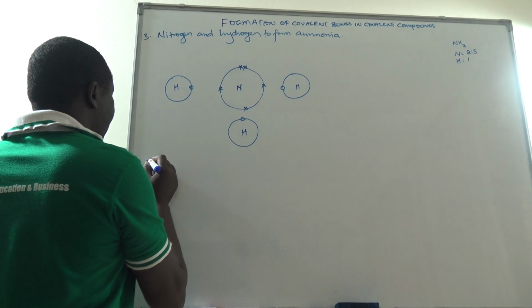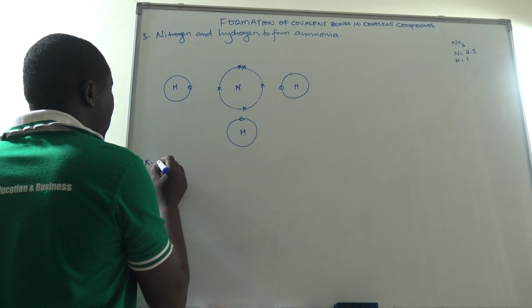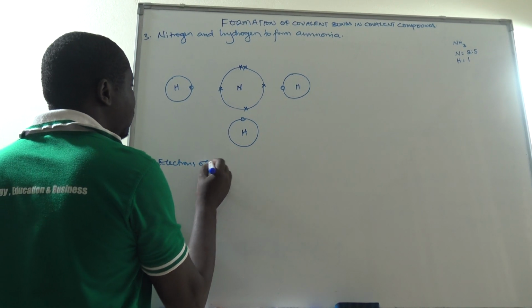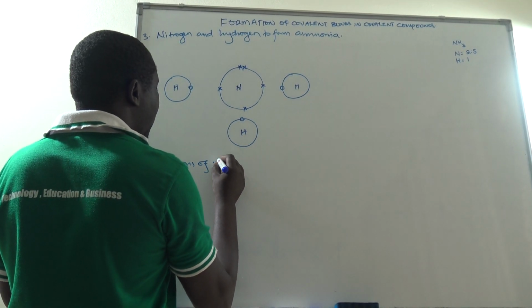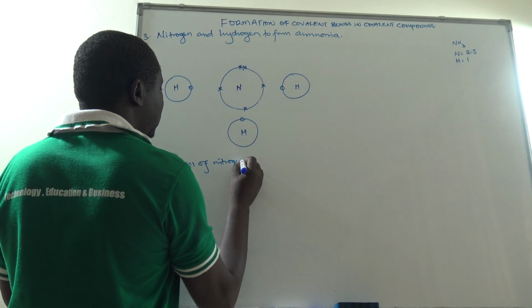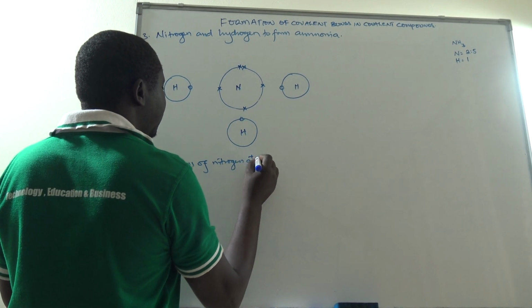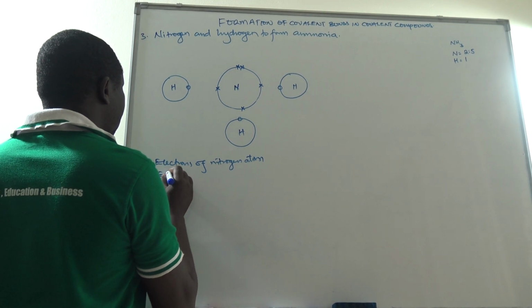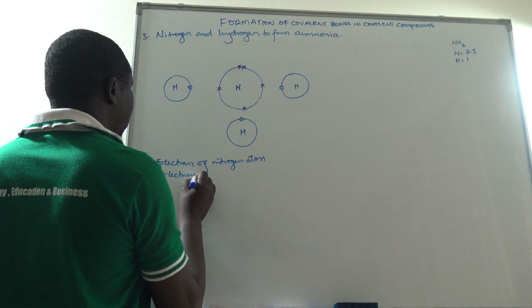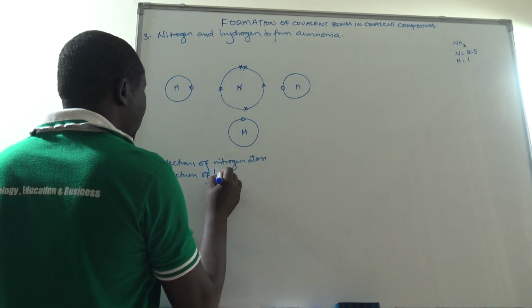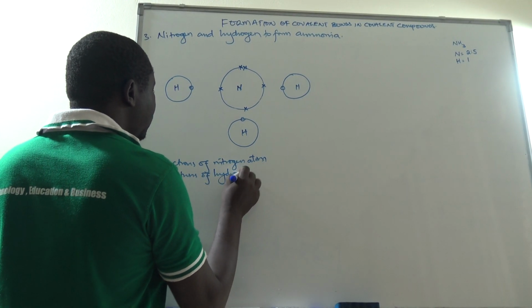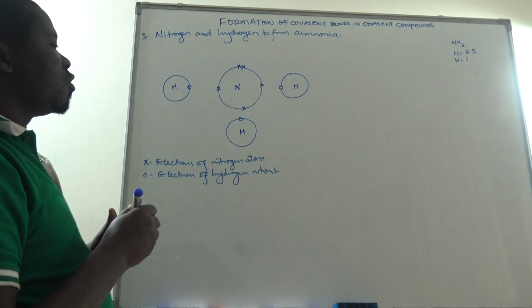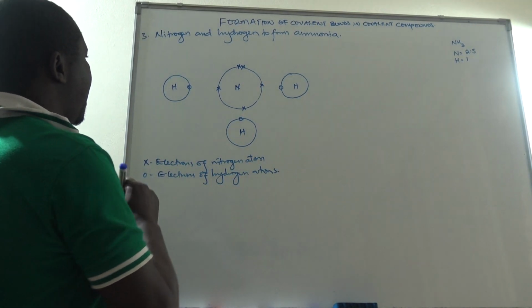1, 2, 3, 4, 5 electrons. So we are saying X stands for the electrons of the nitrogen atom. Meanwhile, this circle stands for electrons of the hydrogen atoms. So let us go to contribution of the bonding electrons.